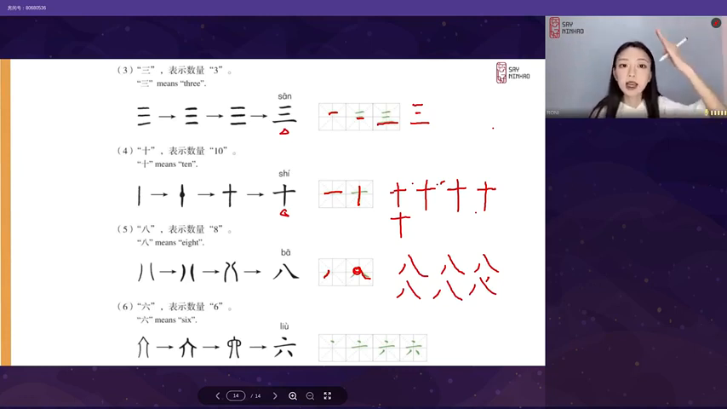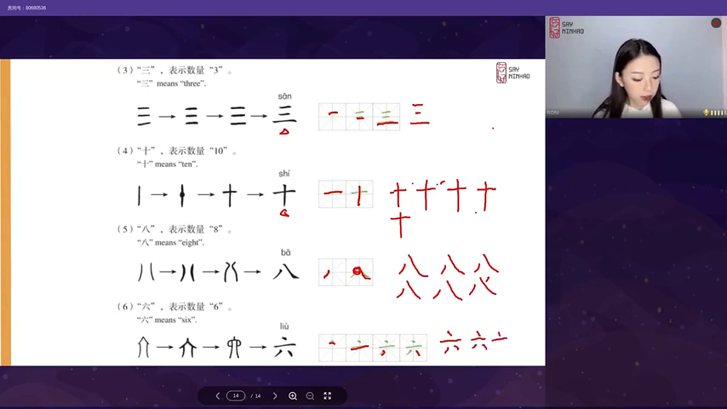Last one is liu, which means six. Read after me, please. Liu, liu, liu. And let's see how to write it. First, there is a dot, and then a horizontal, and then a short left falling, and then a dot. Try to write it by ourselves. Try to write it again. Dot, horizontal, left falling, dot. 点, 横, 撇, 点. This is 6 in Chinese.